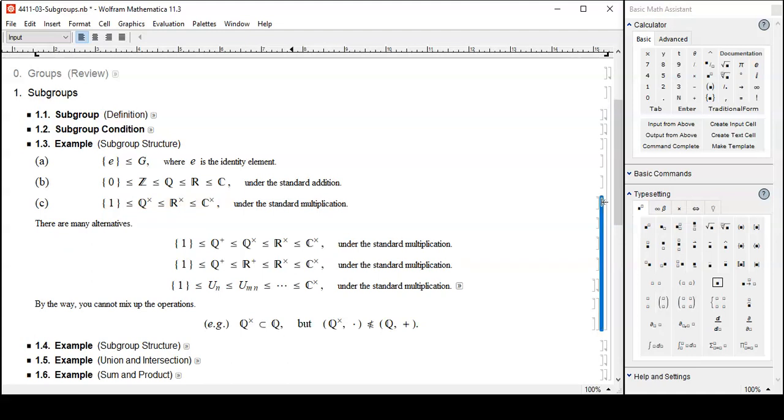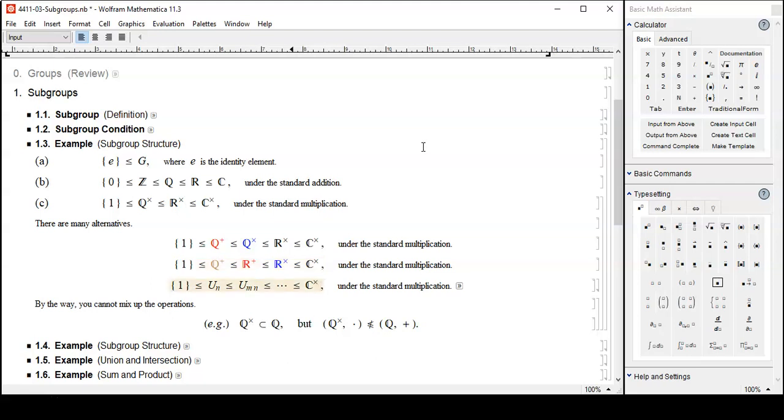There are some alternatives as well. I can slip in positive rational numbers before non-zero rational numbers like that. Or, okay, we have positive rational numbers here, and then positive real numbers before non-zero real numbers like that. We can consider those kinds of things too. Positive complex numbers, oh, that's meaningless. That doesn't mean anything because there's no linear ordering in C.